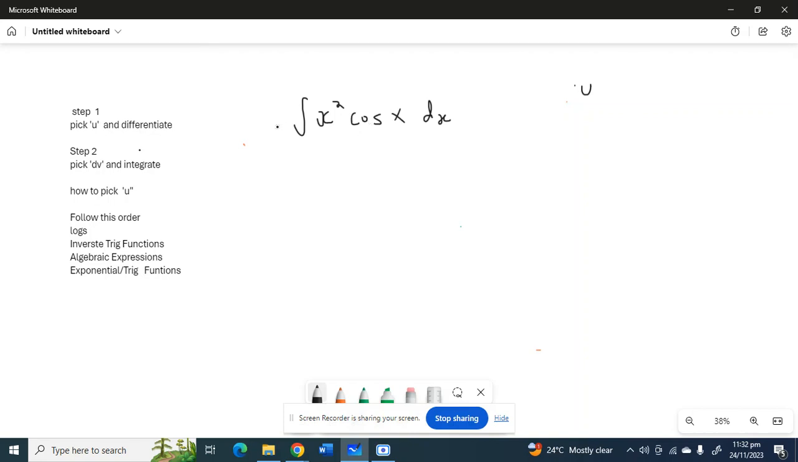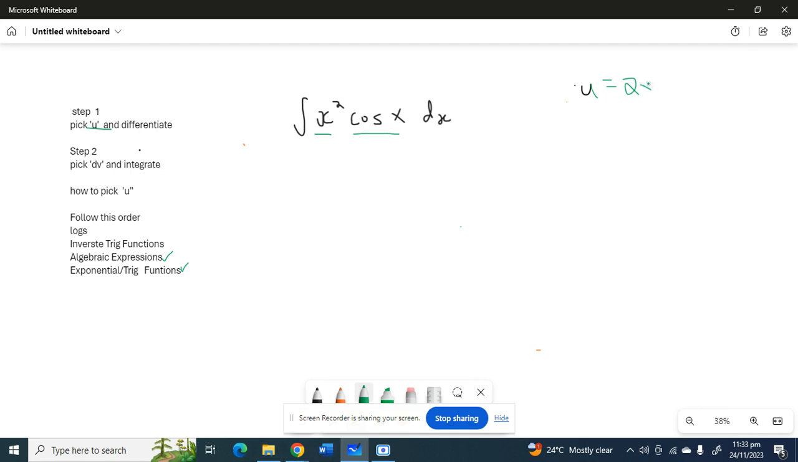All right, so the first thing again, what we need to do is to pick our u. So how do we pick our u? First, we determine what type of functions we are dealing with. We've got an algebraic function, this x squared, and we have a trigonometric function. So as we can see here in this order, algebraic functions come first, then trig functions come second. So our u is going to be based on which one comes first, and that's the algebraic expression, which is x squared. So we're going to say u equals x squared.